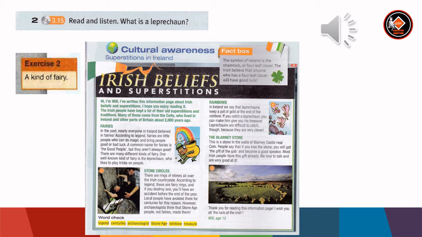The Blarney Stone. This is a stone in the walls of Blarney Castle near Cork. People say that if you kiss the stone, you will get the gift of the gab and become a good speaker. Most Irish people have this gift already. We love to talk and are very good at it. Thank you for reading this information page. I wish you all the luck of the Irish.